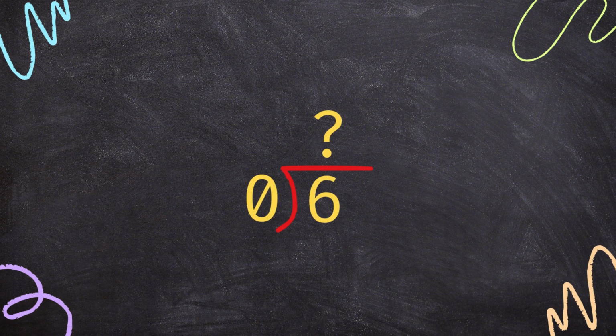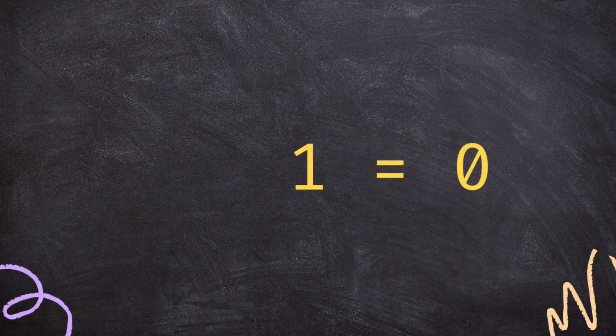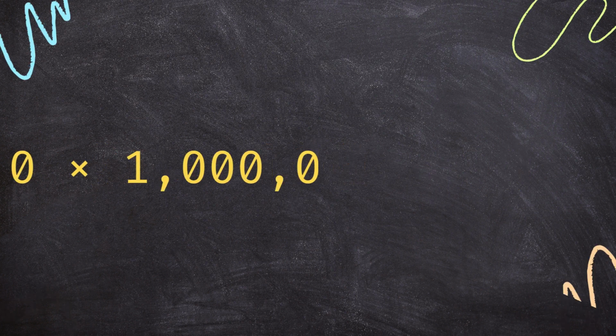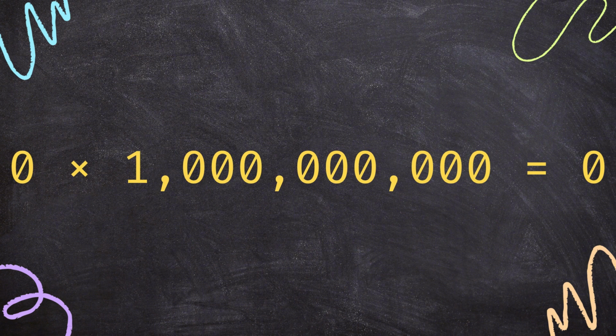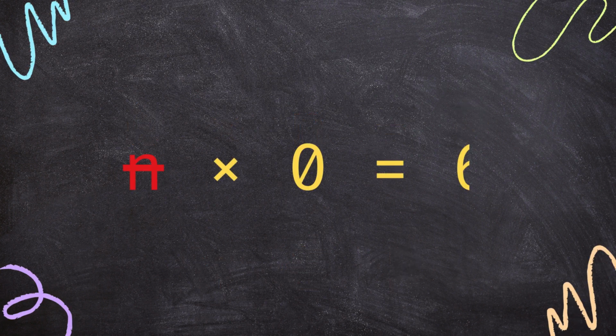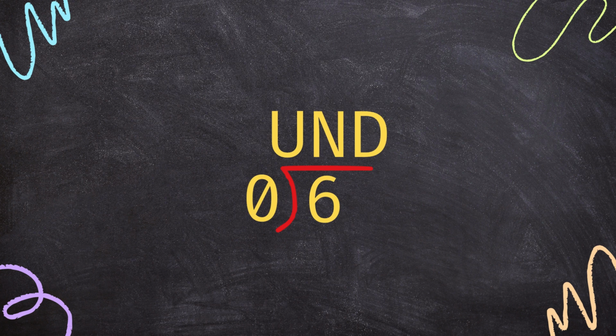What is 6 divided by 0? We're now asking, what number times 0 equals 6? Let's test a few. 0 times 1 equals 0. 0 times 100 equals 0. 0 times a billion equals 0. No matter what number you pick, when you multiply it by 0, you always get 0. There is no number that you can multiply by 0 to get 6, which means 6 divided by 0 has no answer, not even an incorrect one. It is literally undefined.